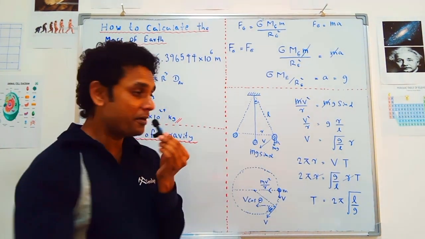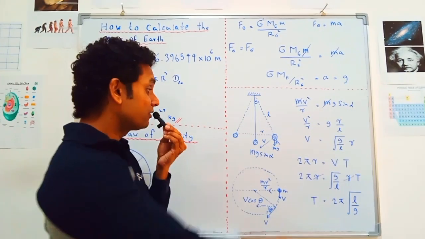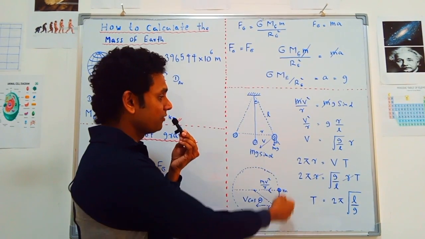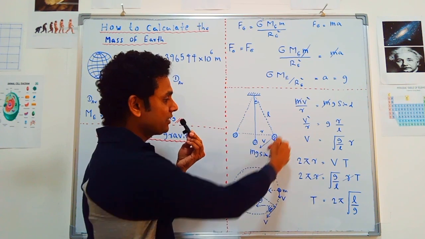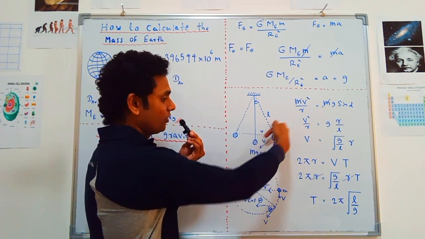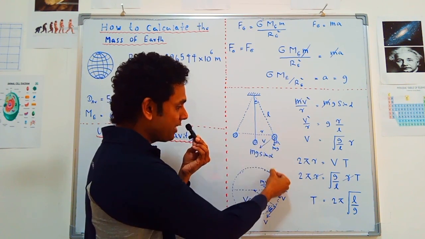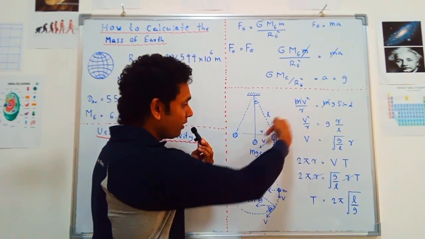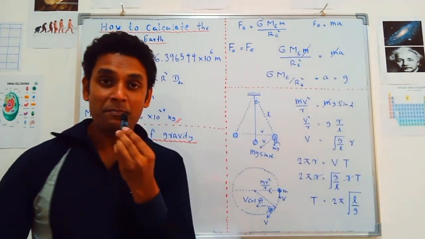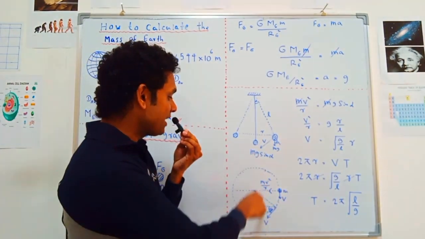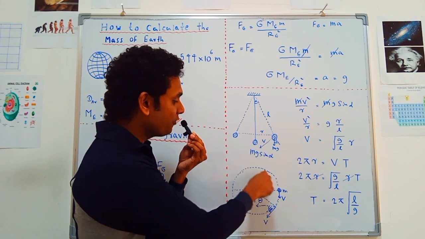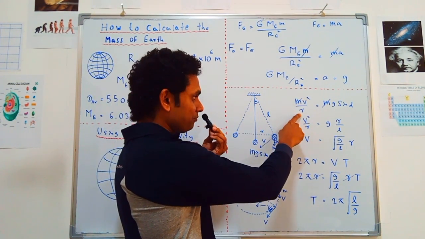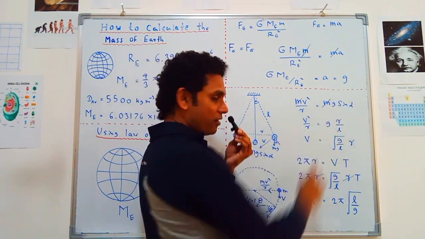And in a simple pendulum, the governing force is mg sin alpha. mg is the weight, and mg sin alpha is this component of the weight. So this component governs the simple harmonic motion. So we can say that this particular centripetal force is provided by this component. So mv squared divided by r is equal to mg sin alpha.